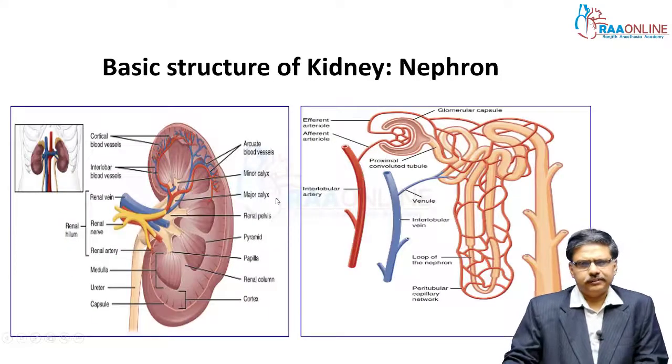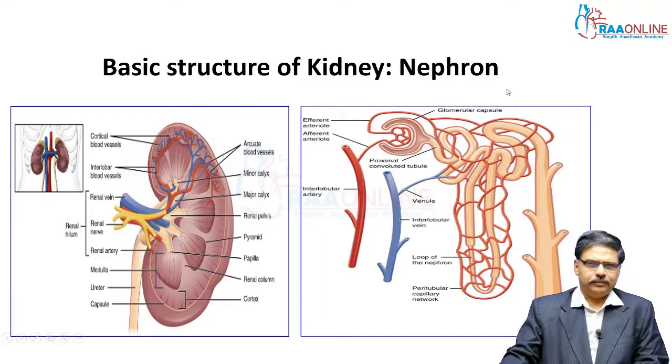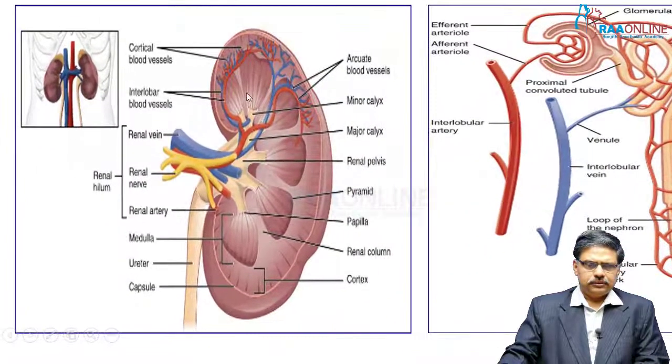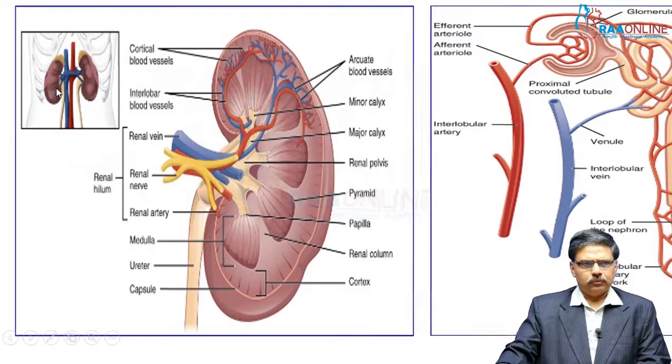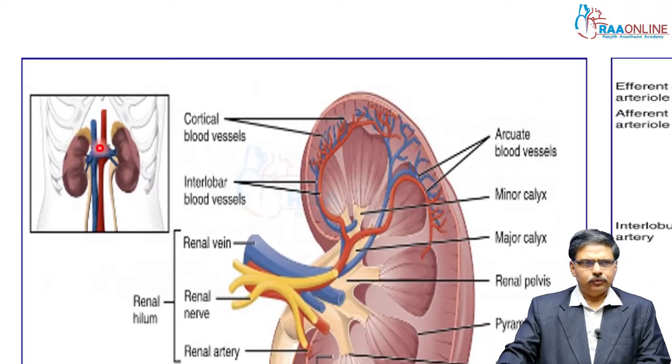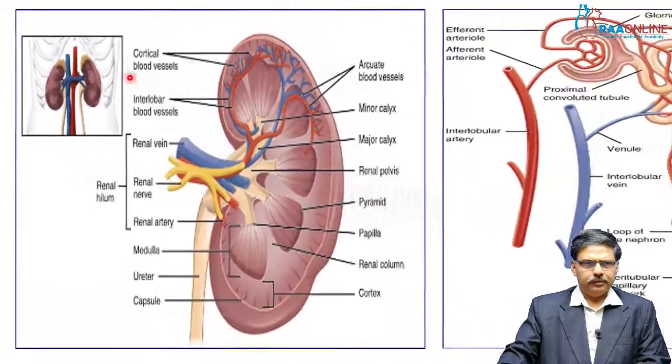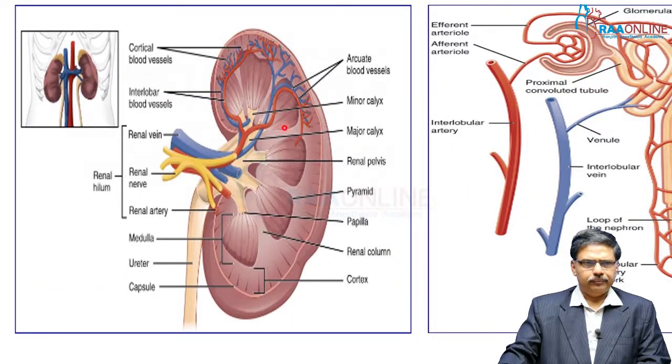Before we go to the GFR, we will talk about the basic structure of the kidney. So, this is the cut section of the kidney. You all know that we have two kidneys on either side of the vertebral column in the posterior aspect of the abdomen. So, you can see it here, two kidneys lying in the posterior aspect of the abdomen, and this is a cut section of the kidney.